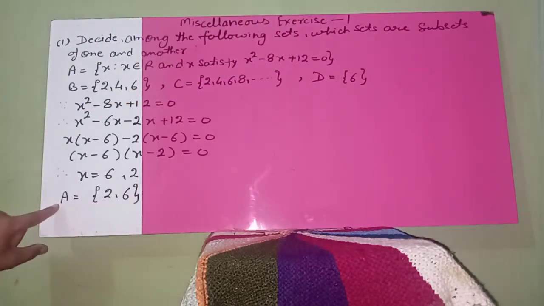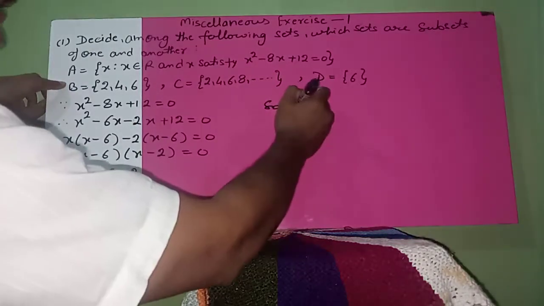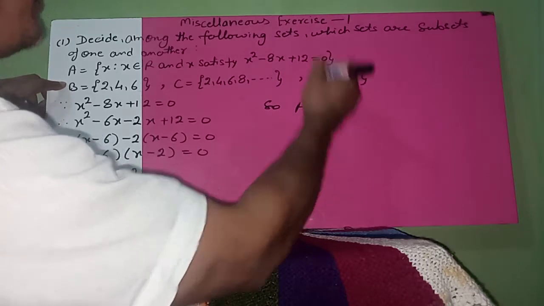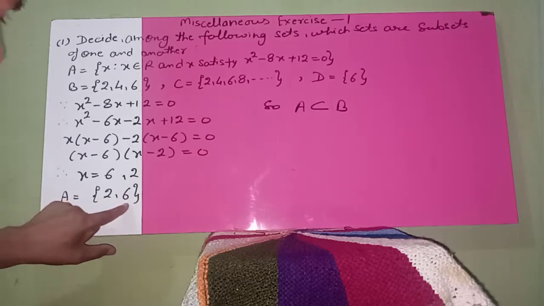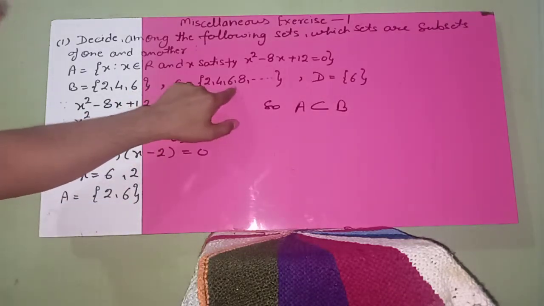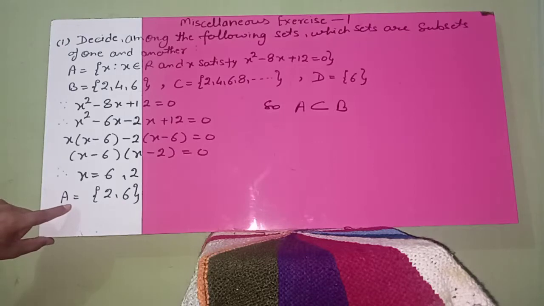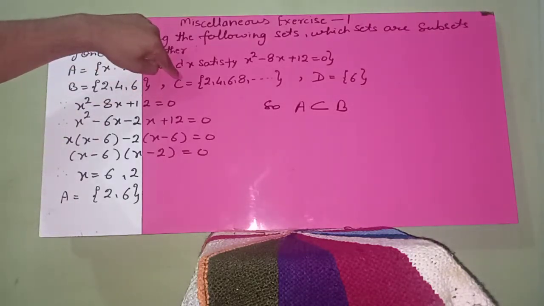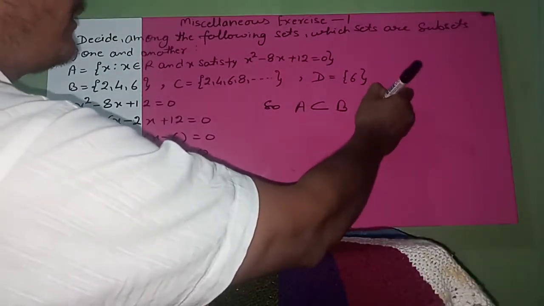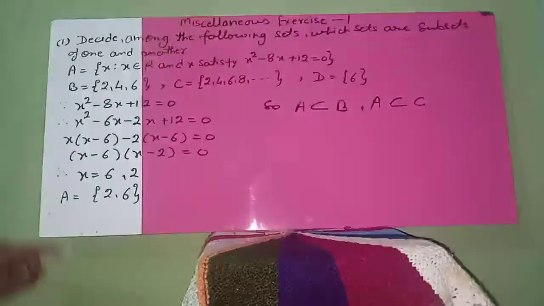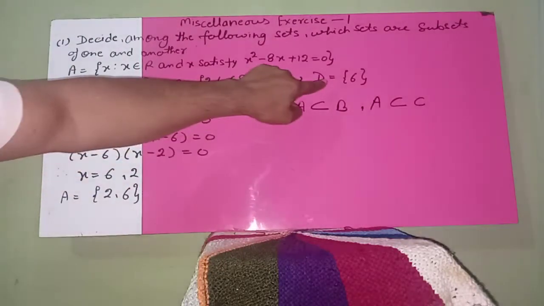Now 2 comma 6 are the elements of A and 2 comma 6 are also elements of set B. It means set A के सारे element किस में है, set B में है. So we can say that A is a subset of set B. Okay, now in set A we have 2 comma 6 and in set C we also have 2 comma 6. So all the elements of set A are also in set C. So set A is also a subset of C. Now all the elements of set A are not in set D.